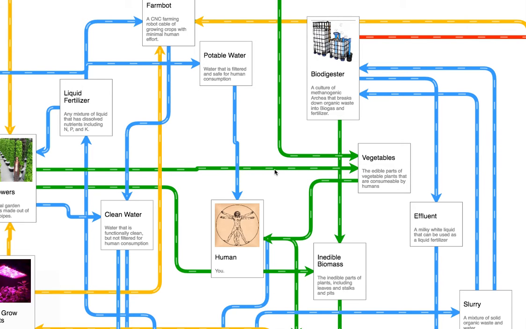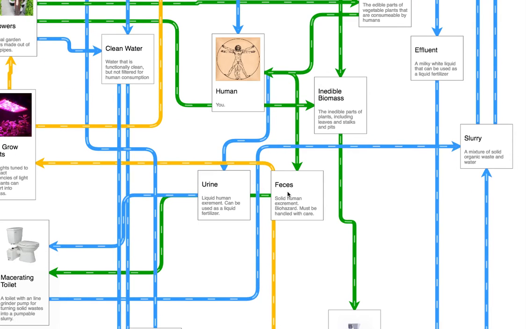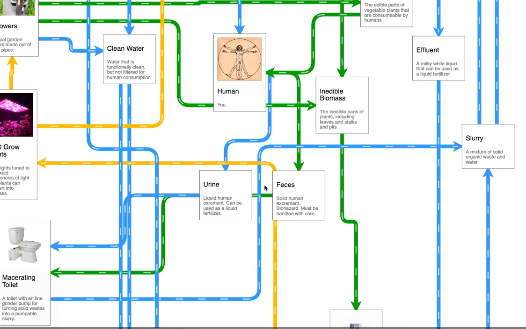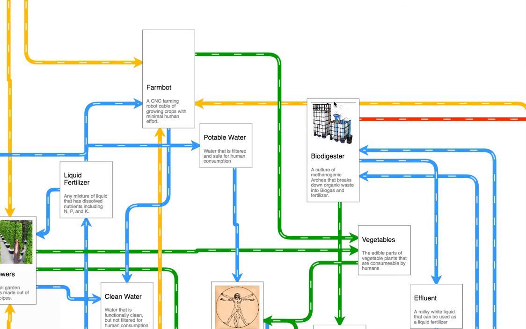And so just for fun, we can map the system here. So here's you. Here's a human, and one human produces urine and feces. And then in this design, that urine and feces is going into a macerating toilet. A macerating toilet is typically a toilet that is used for putting a bathroom into a basement that doesn't have a drain, so it grinds up the waste and then pumps it out. In this design, then that effluent is going out here to a slurry, and then that slurry is going up here and into the biodigester.